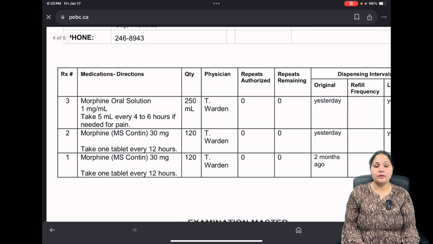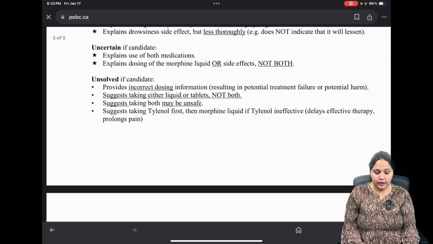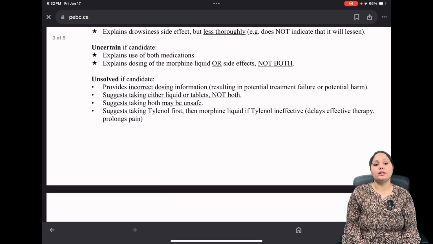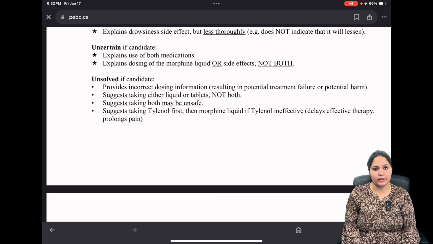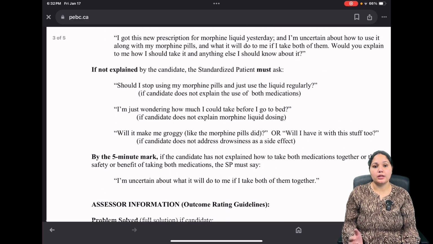For example, as you can see in the patient medication list, the patient was taking Tylenol. If you haven't asked the patient about any over-the-counter medication being taken, maybe he won't tell you that yes, I am taking over-the-counter Tylenol. So always ask about any over-the-counter medication. In case he does not tell you about his constipation.